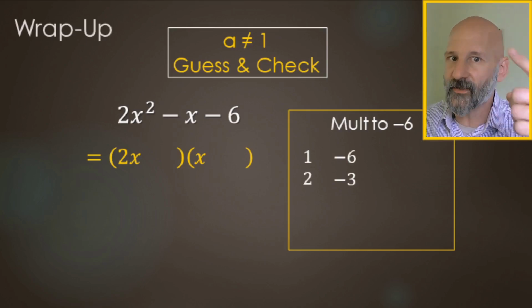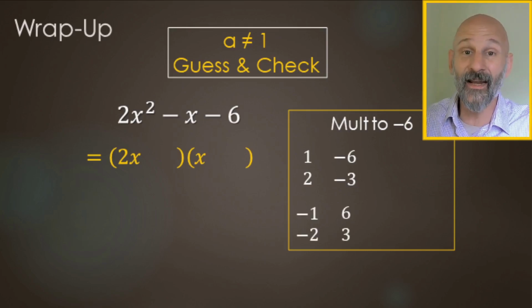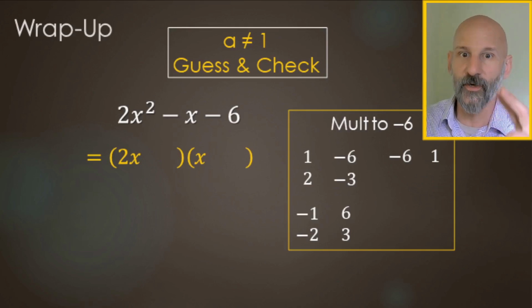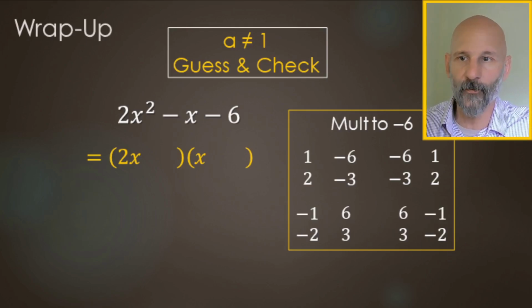And then we can switch things around on these ones because it multiplies to a negative. So we can do -1 and a +6. We can do a -2 and a +3. And then we can switch things up, right? -6 and +1, -3 and a +2. We can do a 6 and a -1 and a 3 and a -2, switching these ones around here, okay?